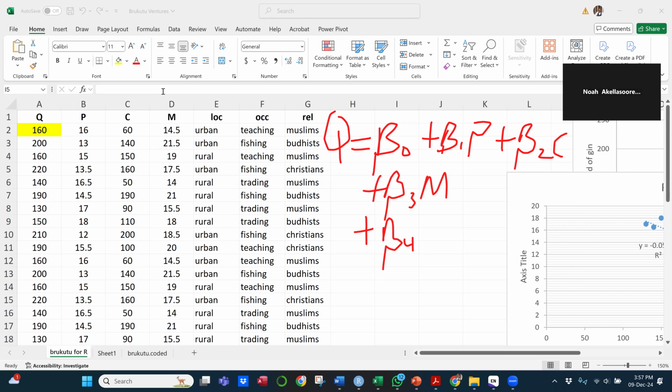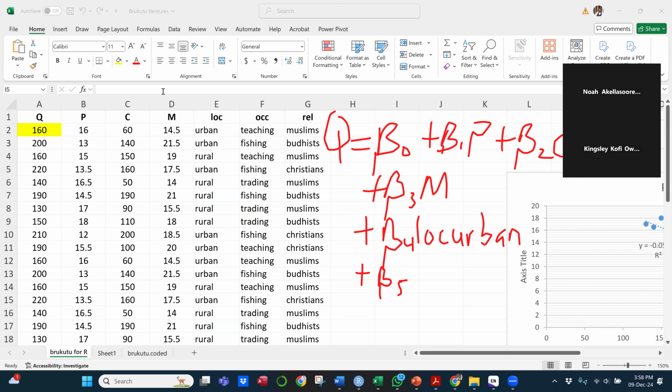But occupation doesn't come first. Okay, location urban. So you do lock urban. Just use the name as it's been given there, lock urban. Then we have plus beta lock rural. Why did you just move to lock rural? Oh, okay, you are looking at the other one. Yes. So that will not be correct if you do that, if you do both for lock urban and for lock rural.